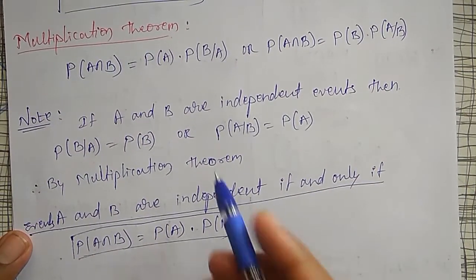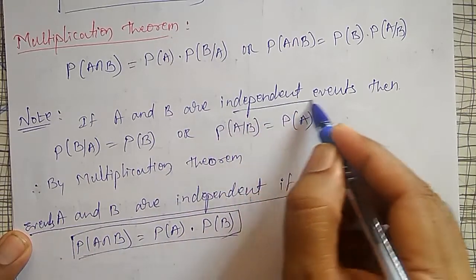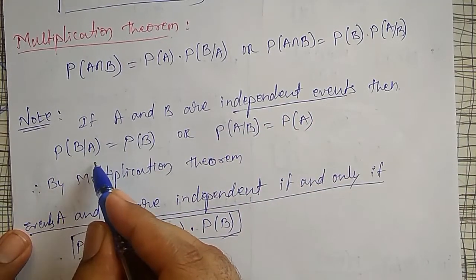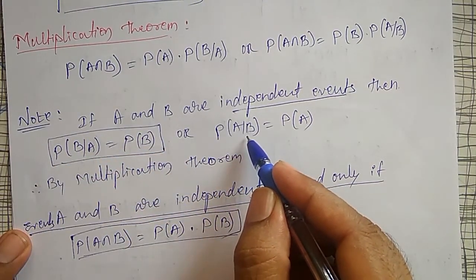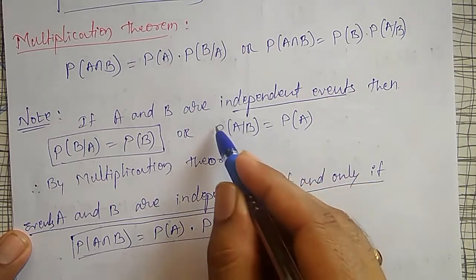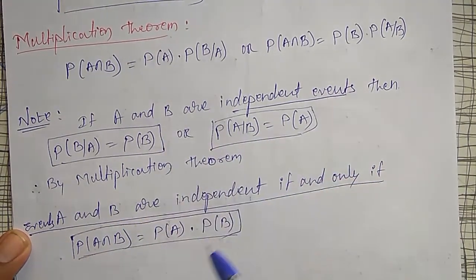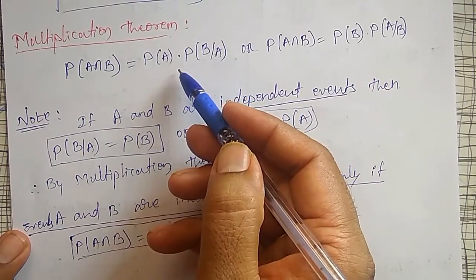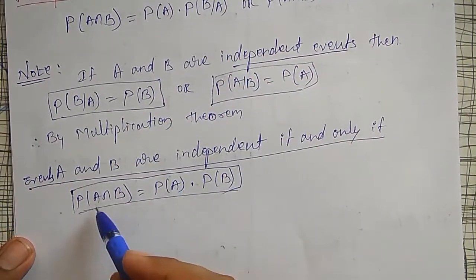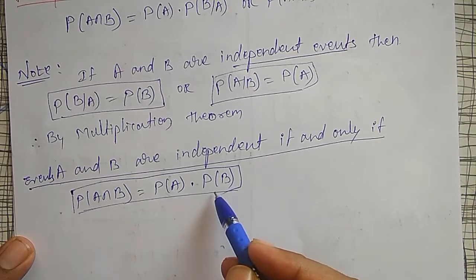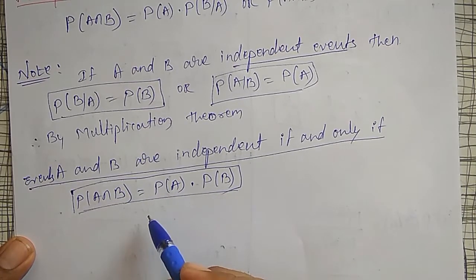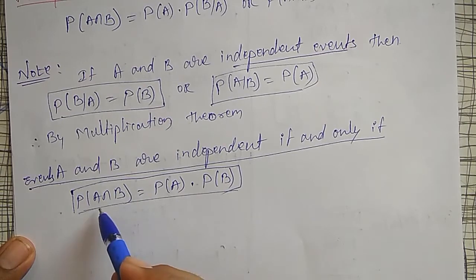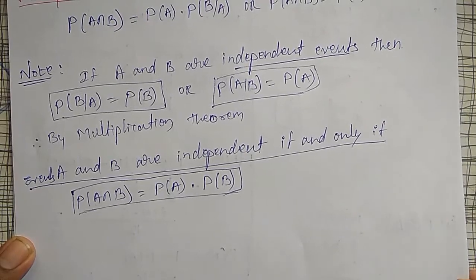And we know that if A and B are independent, probability of B relative to A is only probability of B, and the probability of A relative to B is equal to probability of A, provided both A and B are independent. Then if you use that in the multiplication theorem, probability of A intersection B is equal to probability of A into probability of B. Therefore this is the condition that A and B are independent. Therefore A and B are independent if and only if probability of A intersection B is equal to probability of A into probability of B.